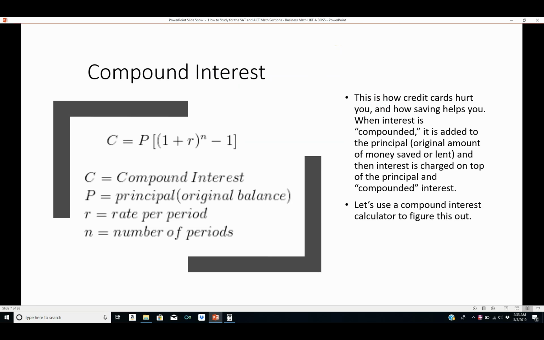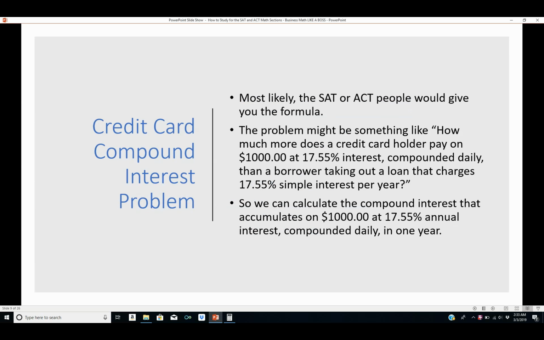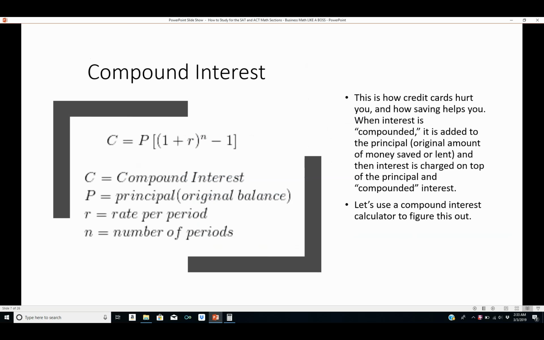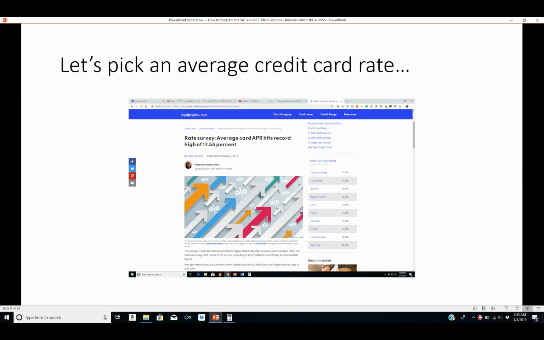First of all, the compound interest formula is C equals P, which is the principal, times 1 plus R, that's 1 plus the rate, to the nth power, which is the number of periods, the number of times that we're going to compound the interest, minus 1. So let's pick an average credit card rate. For example, the average credit card APR has hit a record high of 17.55%, so let's go with that.